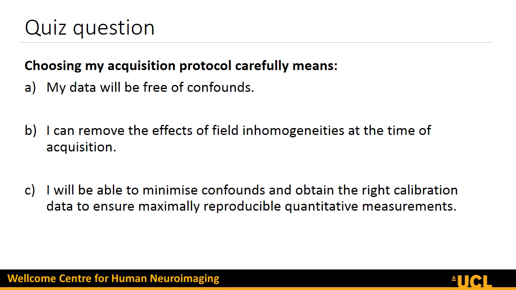So let's break for another quiz. Here, I want to ask if choosing my acquisition protocol carefully means A, my data will be free of confounds, B, I can remove the effects of field inhomogeneities at the time of acquisition, or C, I will be able to minimize confounds and obtain the right calibration data to ensure maximally reproducible quantitative measurements.